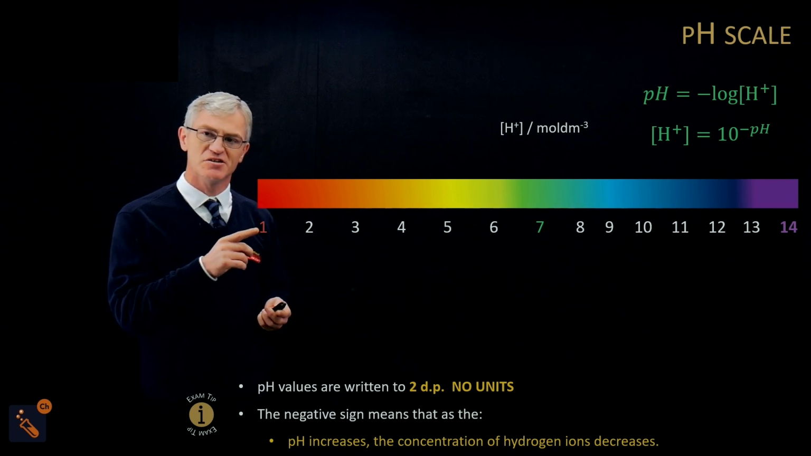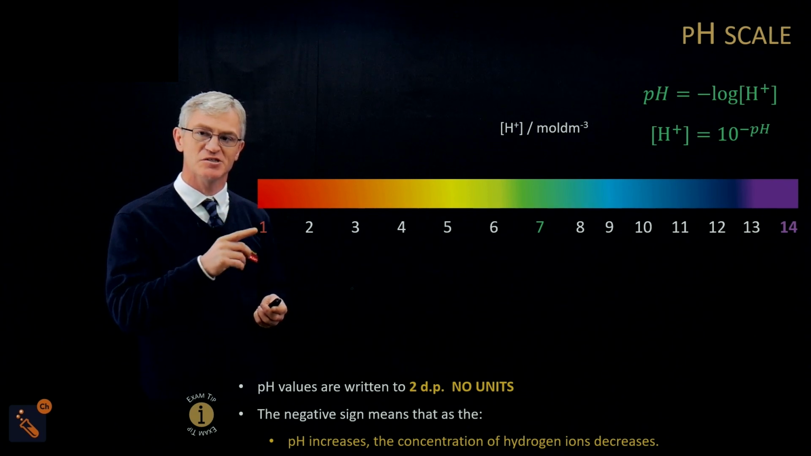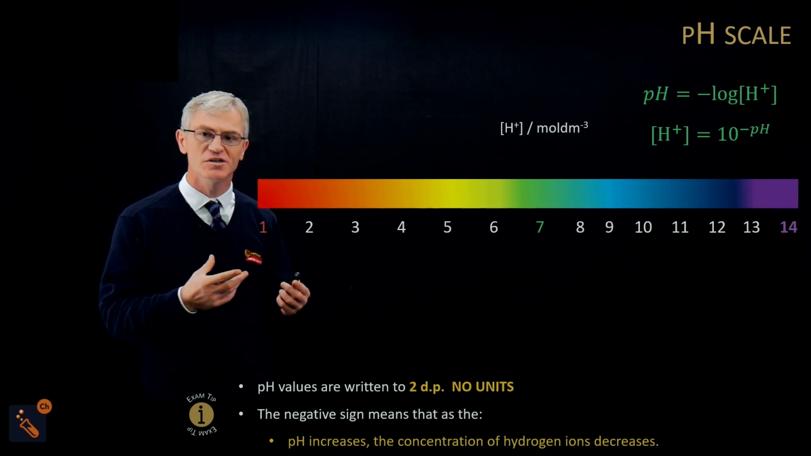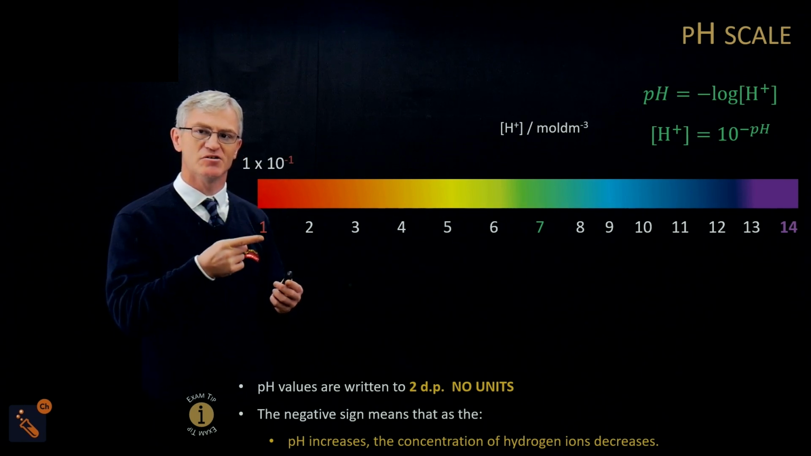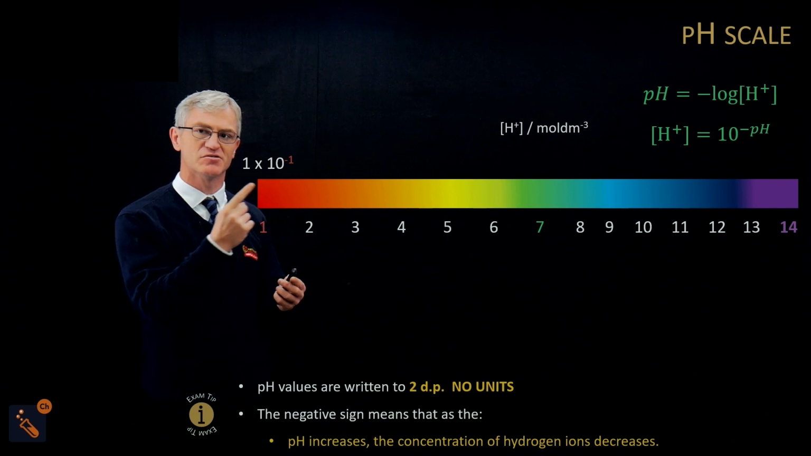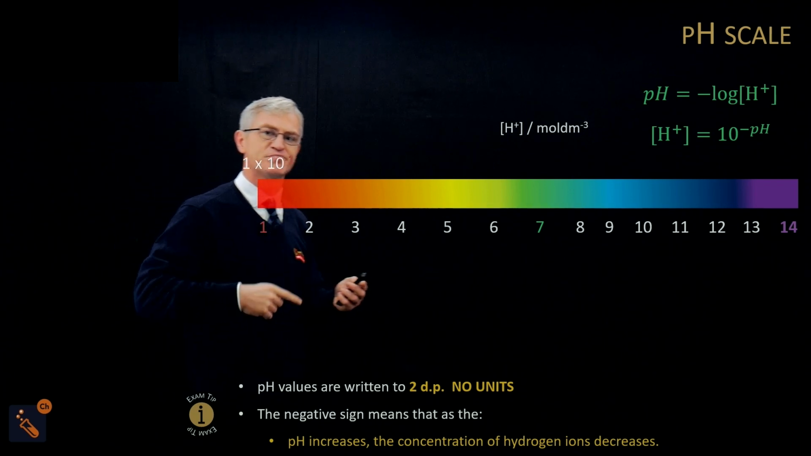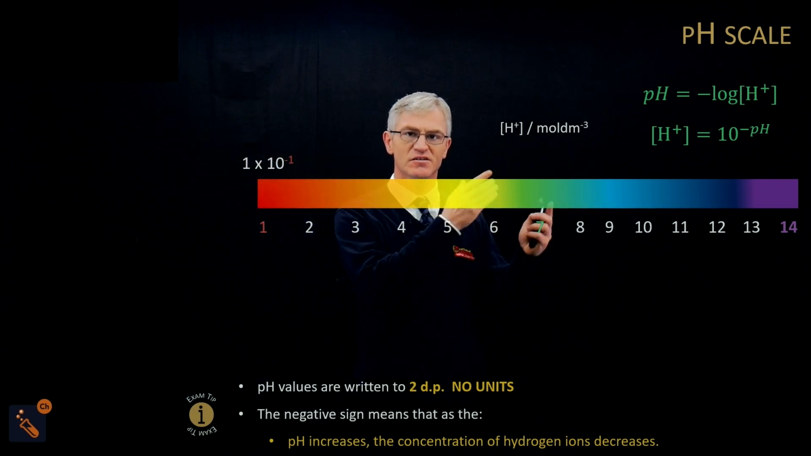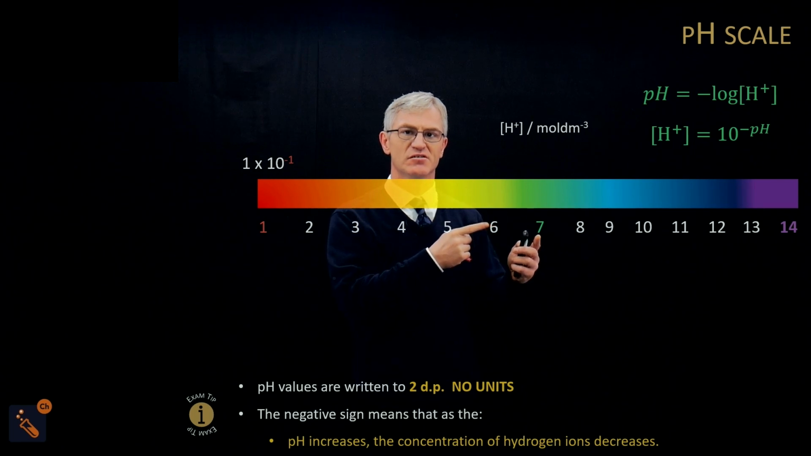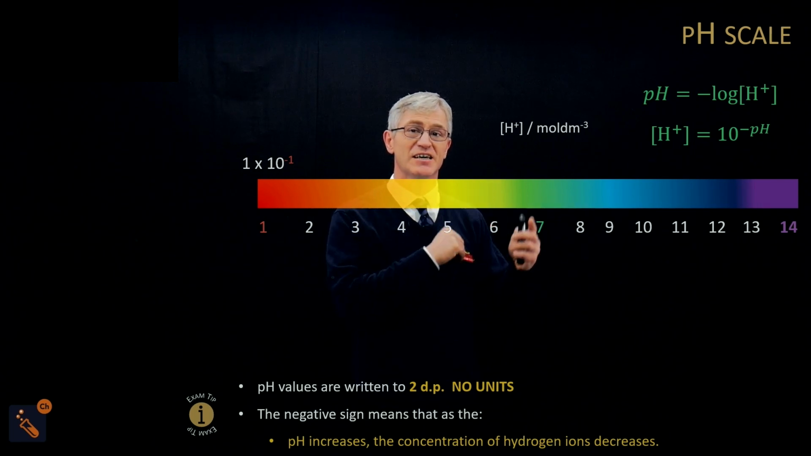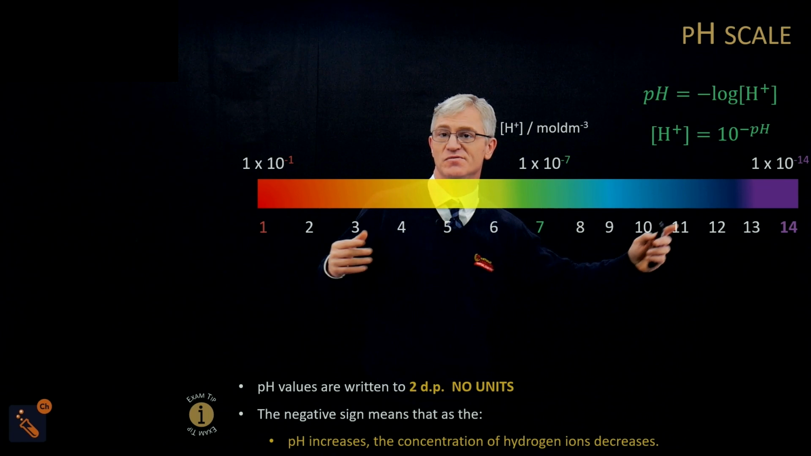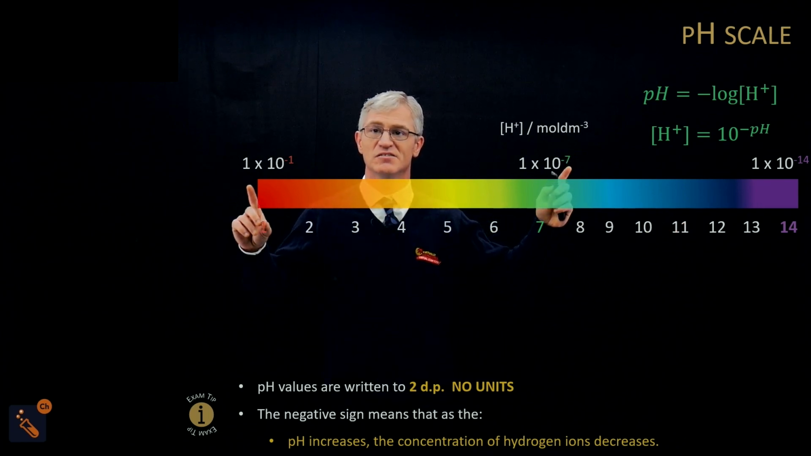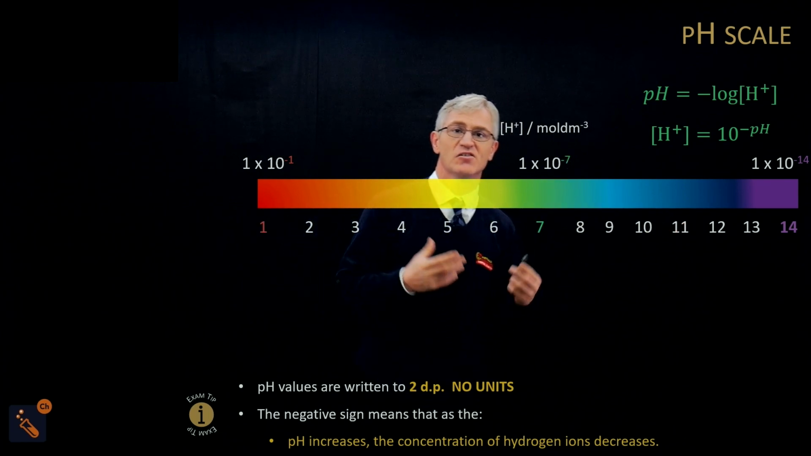So what we can do is we can look at the number here and say if something is pH 1, this only works with whole numbers, by the way. All we do is raise it to the negative power of the pH number. So that means the hydrogen ion concentration is 1 times 10 to the minus 1. So we then go here, pH 7, and the hydrogen ion concentration will be 1 times 10 to the minus 7, and then 14, 1 times 10 to the minus 14. You just take this number and raise it to the negative power.